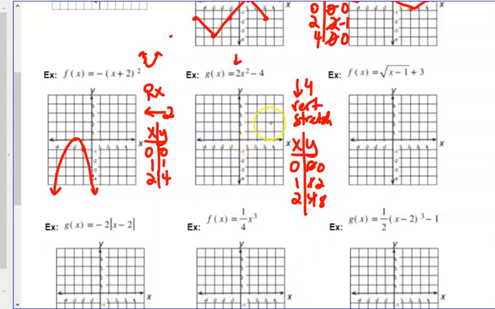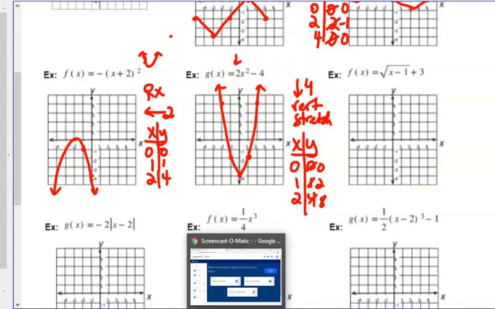Now, we have to first go down by 4. So the original vertex, that turnaround point was at 0, 0. So go down 1, 2, 3, 4. And from this point is where we're going to use our chart. Okay, over 1 and up 2. Over 2 and up 8. That would be at a positive 4. And I'm now going to do my 2 for 1 deal and get my other 2 points. And now what I've done has vertically stretched that parabola and moved it down with the 2 in the front and the minus 4 respectively.